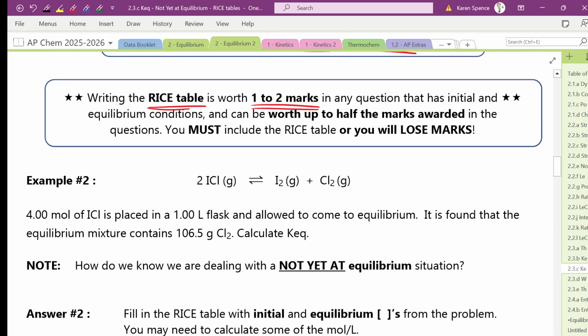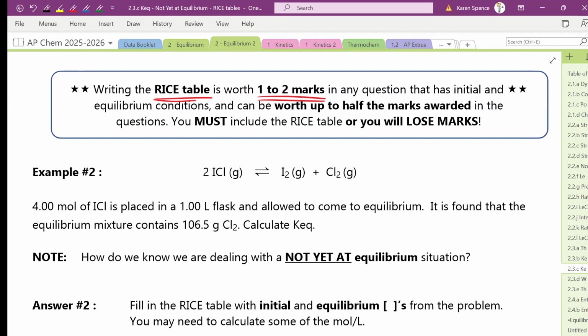All right. In the last question, it started with the word initially. So we knew that we had an initial, but here it doesn't. It says 4 moles of ICl are placed in a 1 liter flask and allowed to come to equilibrium. It is found that the equilibrium mixture contains 106.5 grams of Cl2. Calculate the KEQ. How do we know that we are not yet at equilibrium? Sorry, John? It says allowed to come to equilibrium. Okay, that is what tells us we are not at equilibrium.